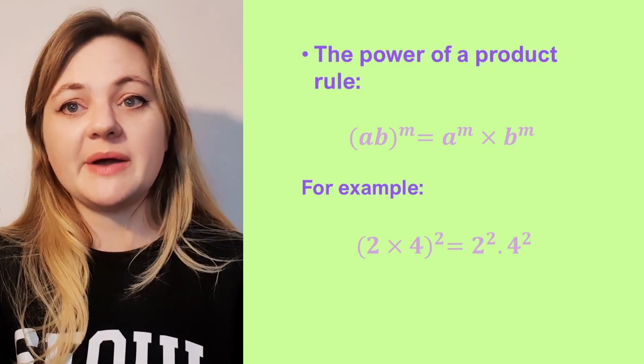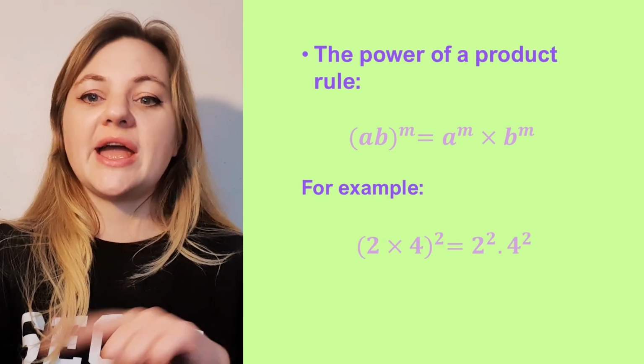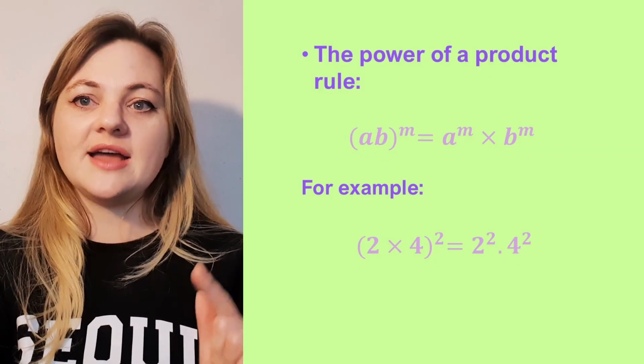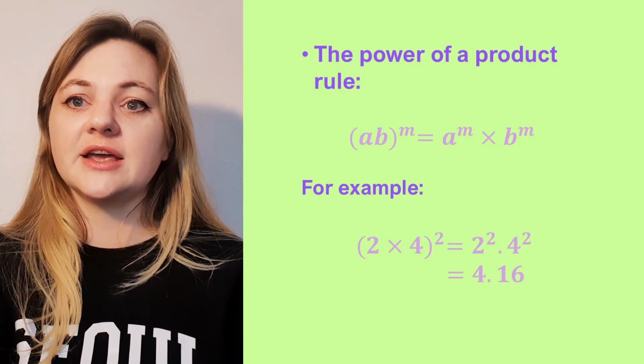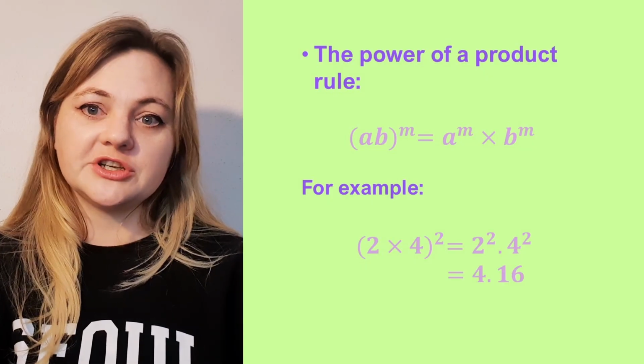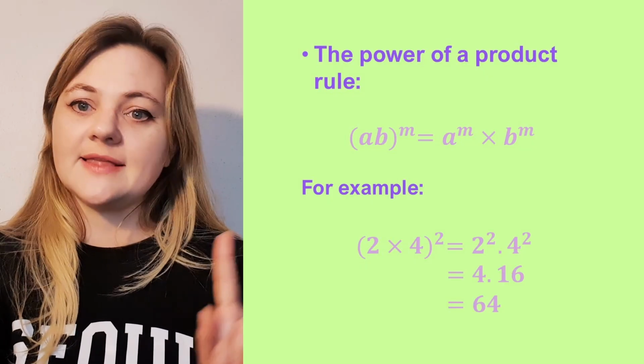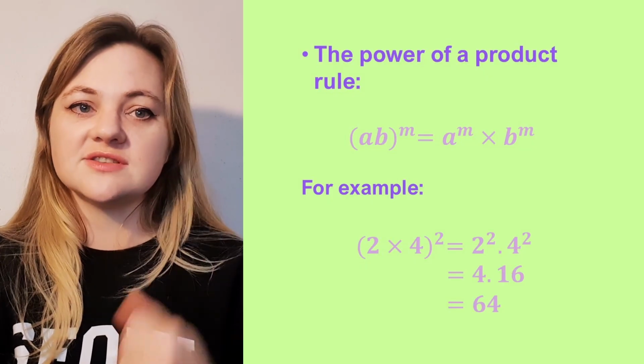2 times 4, all to the power 2. So we raise the 2 to the power 2 and we raise the 4 to the power 2. Then we simplify it. 2 to the power 2 is 4, 4 to the power 2 is 16, and then when you multiply those, you get 64.